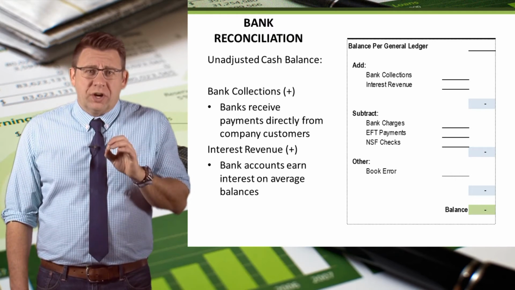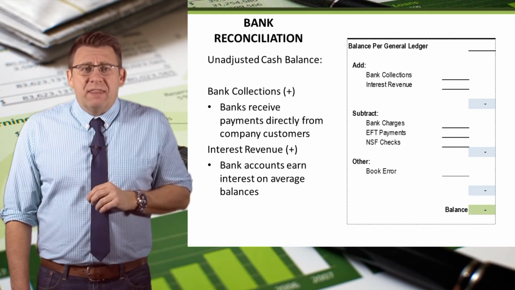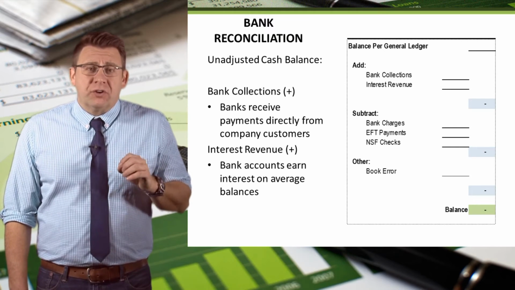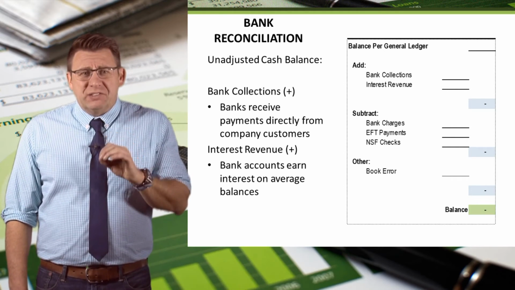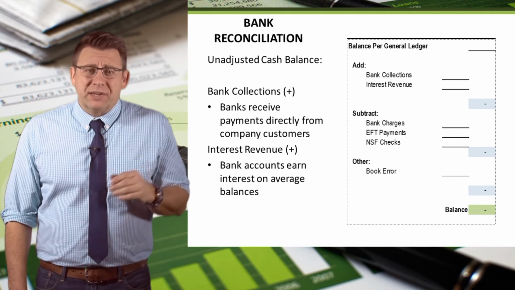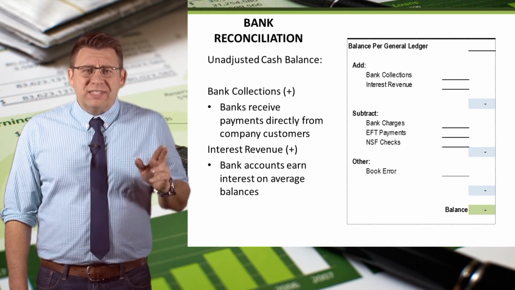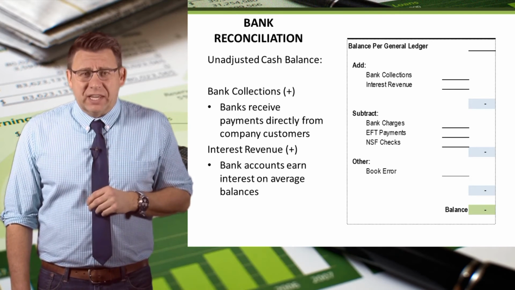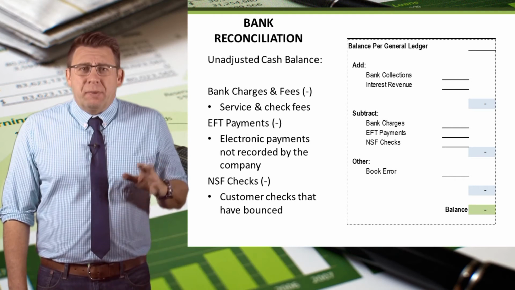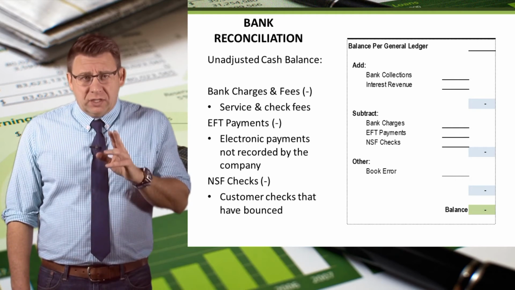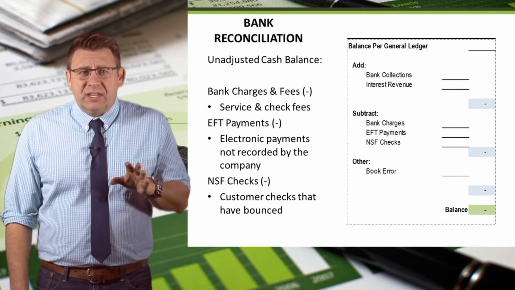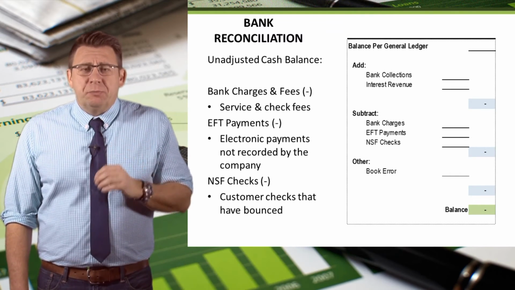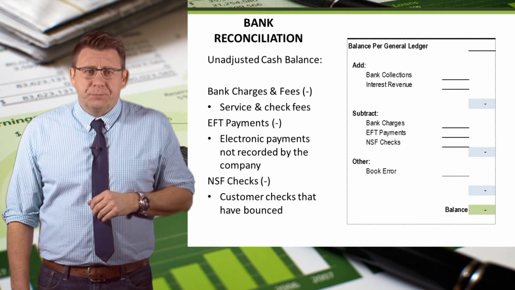If these collections were not recorded at the time of receipt, they need to be recorded at the end of the period. Some bank accounts earn interest. Often, companies don't know how much interest they've earned until they receive a bank statement. Both of these items add to the book balance for the cash account during the reconciliation process. Bank services are not free, usually, to businesses. Any fees charged for services or check printing, etc., need to be deducted from the cash balance.